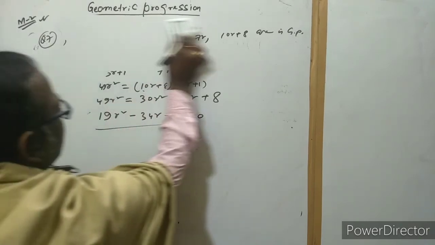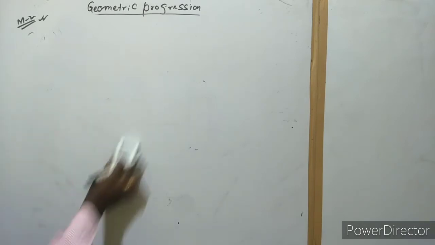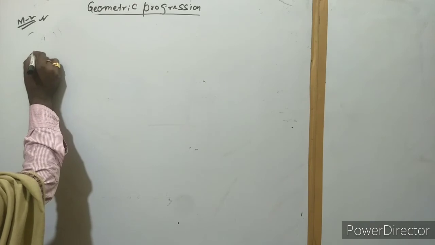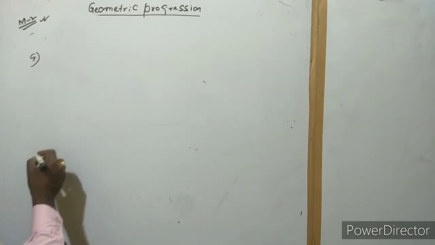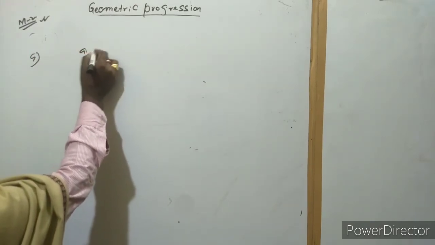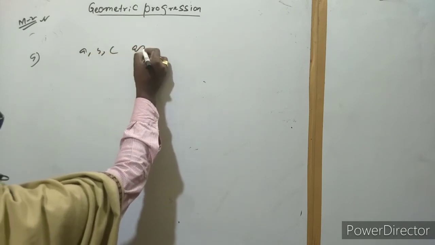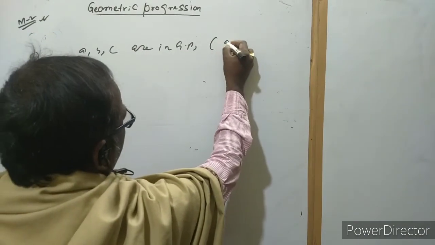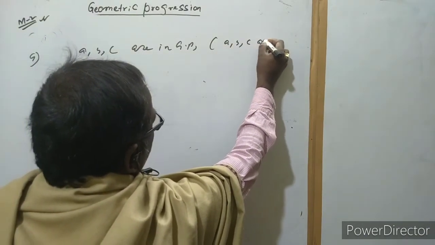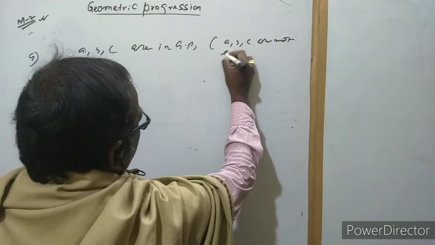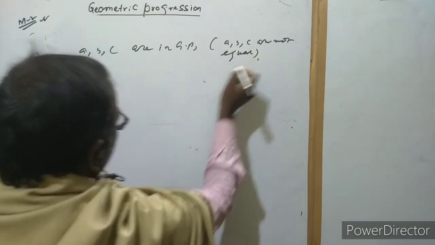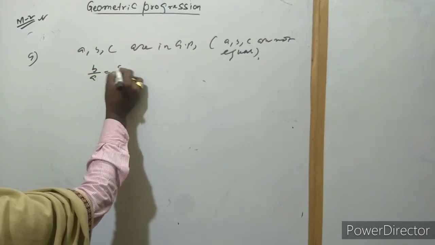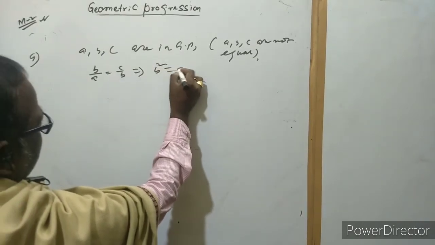And now proceed to question number 9. This is a very interesting question also. This is 9 here. Unequal positive numbers A, B, C are in GP. A, B, C are not equal. It is given, so we can write B by A equals C by B, so B square equal to AC. It is given.